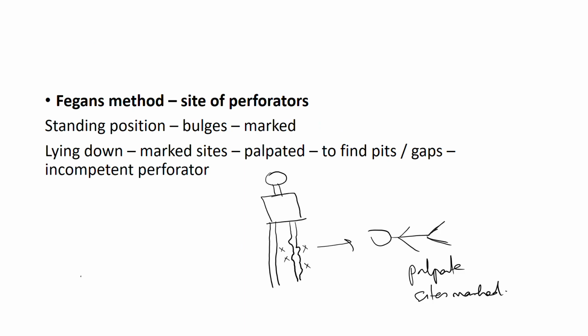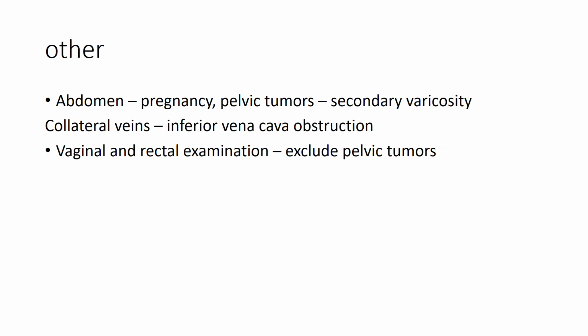Now Fegan's method here is again to denote the site of the perforators. So when the patient is standing, you know that the veins are more prominent. So mark those prominent areas or bulges as X with the skin pencil. And then when the patient lies down, these areas have to be palpated to find the gaps or pits where the perforator pierces and connects the superficial to the deep veins. Okay, so this is again just to check for the areas of the perforators, or the communicating veins.